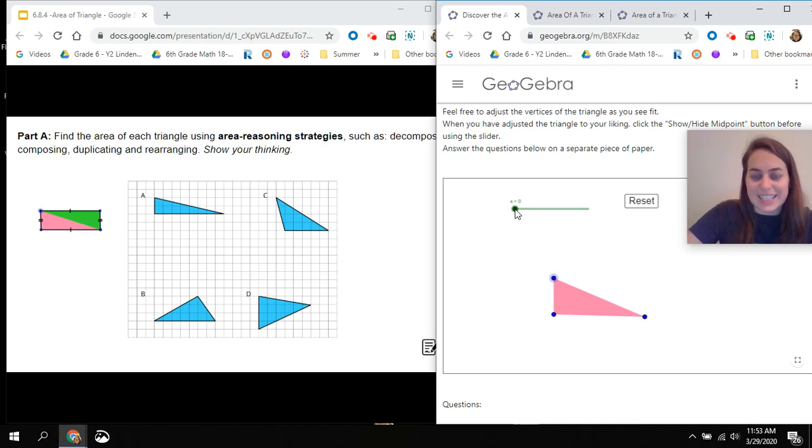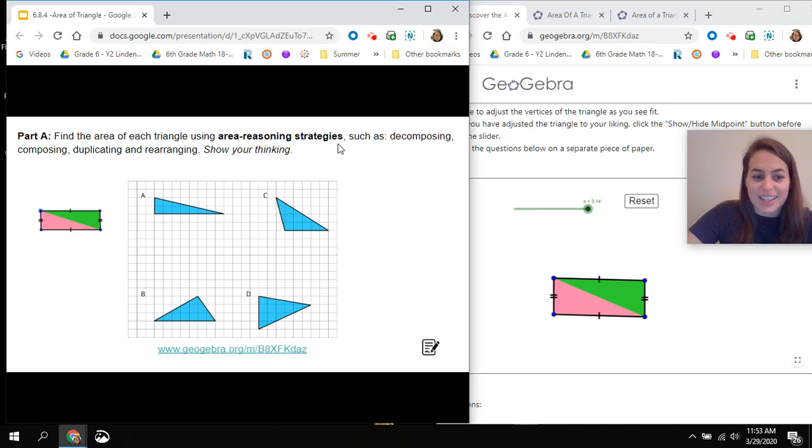Then you can use the slider. It's going to duplicate it in green. And then as you slide, you can see it rearranging. And boom. As you use this tool, I want you to think about how is this going to help us find the area of the triangles. Your teacher's going to share the link with you in the chat, or you can find it below.